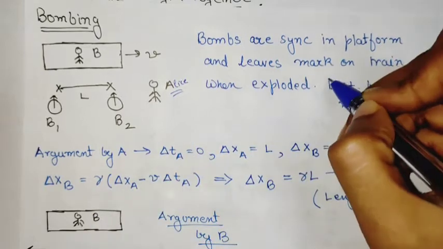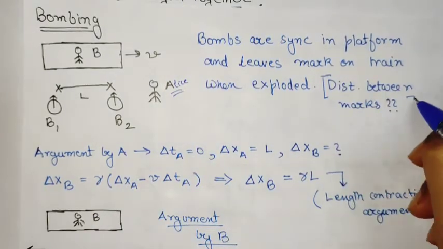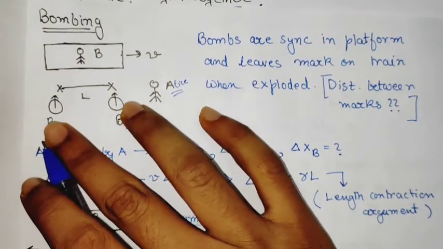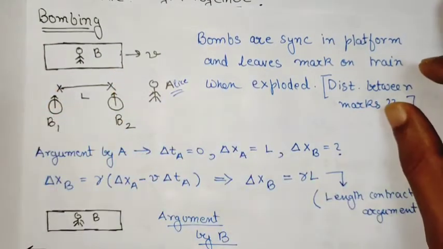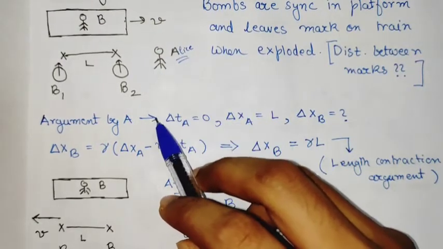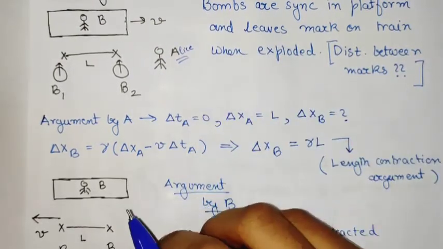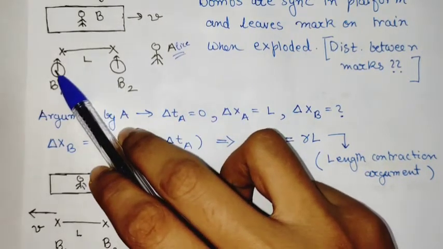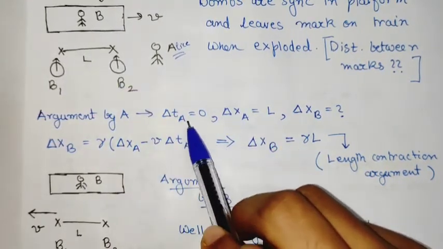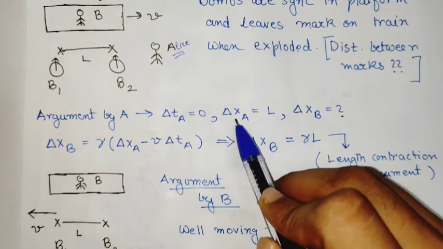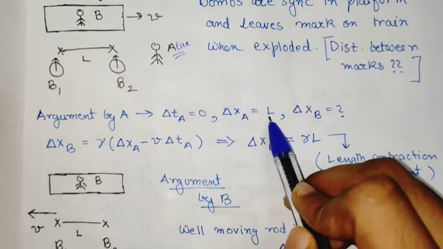So let's try to address this question: what is the distance between the marks left by these two bombs on the train? Let's see what Alice says, who is the bomber. She says, well, in my frame the bombs blast together, so delta TA is 0. In my frame the length of separation is L.